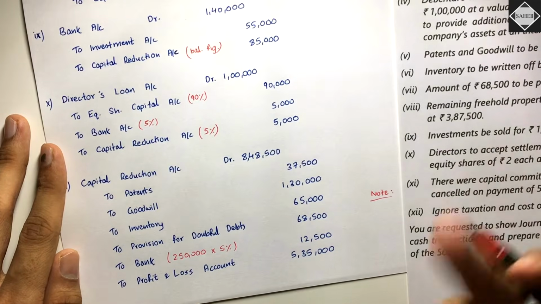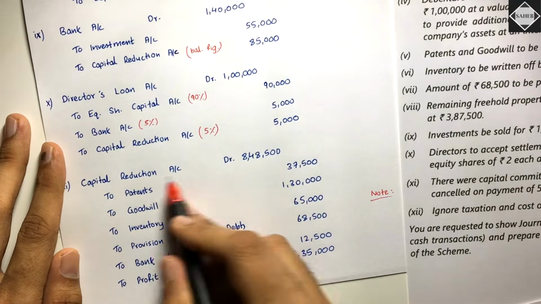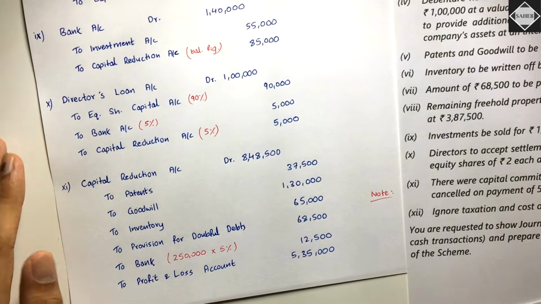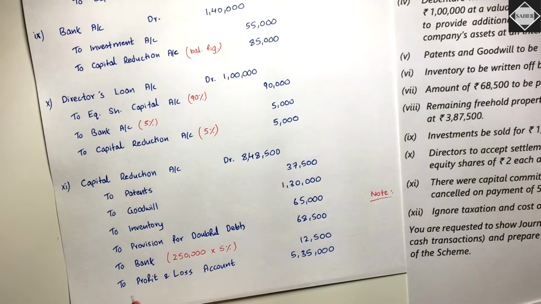Yeah, it's a loss now. It's a loss for you. So it will be given out of capital reduction. Okay, it's a loss. And then to profit and loss account.